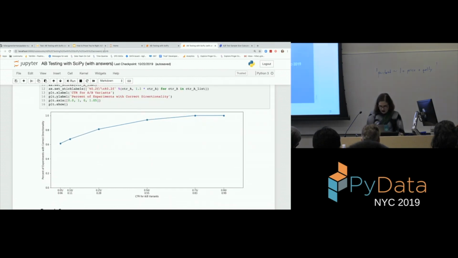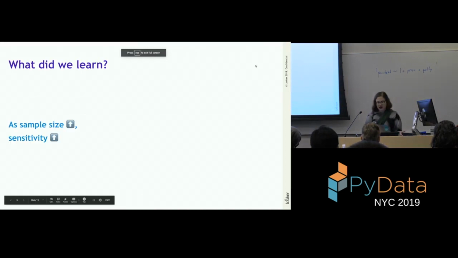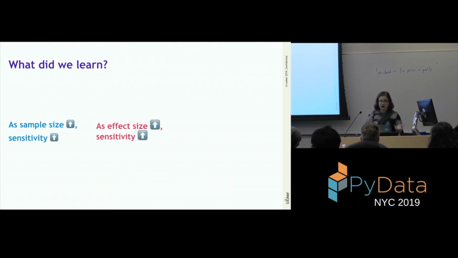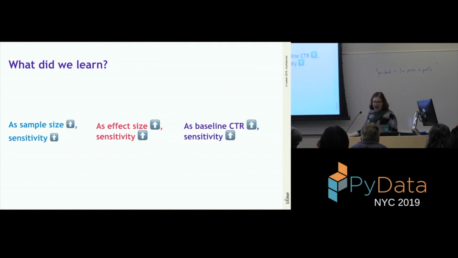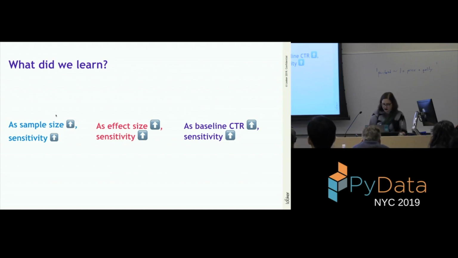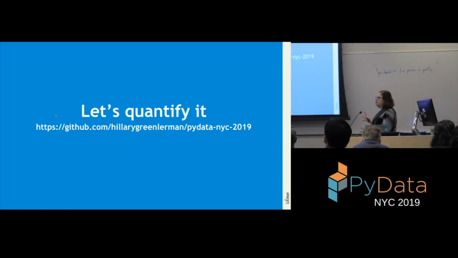So let's just summarize this. As sample size increases, our sensitivity increases. As the effect size, the difference between A and B, increases, our sensitivity increases. And as the baseline metric, in this case click-through rate, increases, our sensitivity increases. Generally, I think of this as: as effect size increases, the necessary sample size decreases. As baseline CTR increases, the necessary sample size decreases.